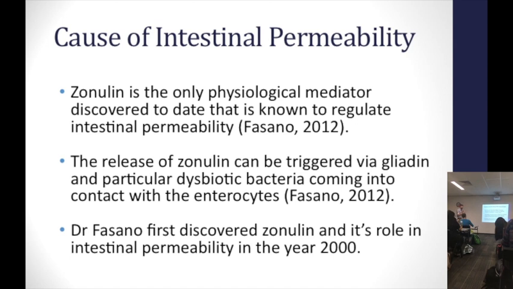Now, zonulin is a protein, and it is the only known physiological mediator discovered to date known to regulate intestinal permeability. The release of zonulin can be triggered by gluten, a particular protein found within gluten, and dysbiotic bacteria coming into contact with the enterocytes. This protein was discovered in the early 2000s by Dr. Fasano and his team over in Italy. However, naturopaths and nutritionists like ourselves have been treating this so-called leaky gut for much longer than that.